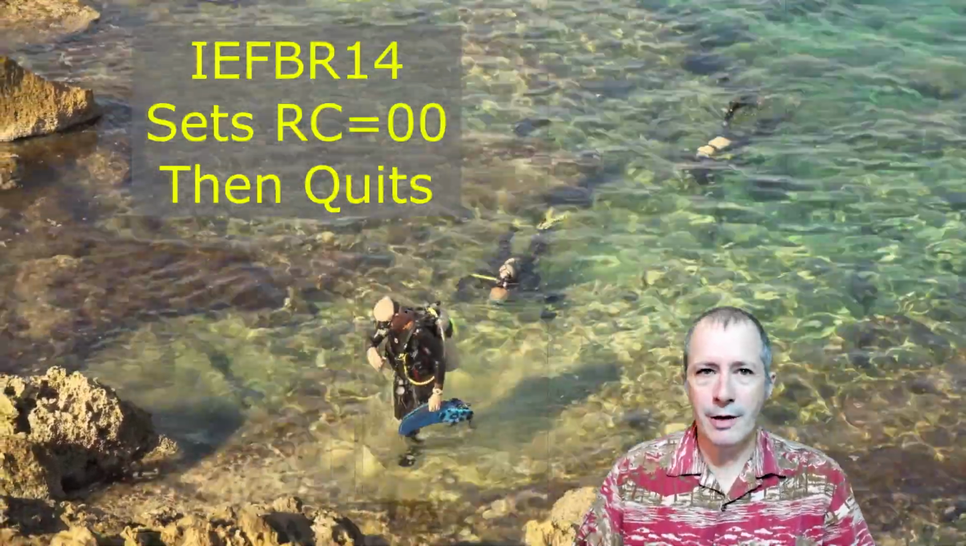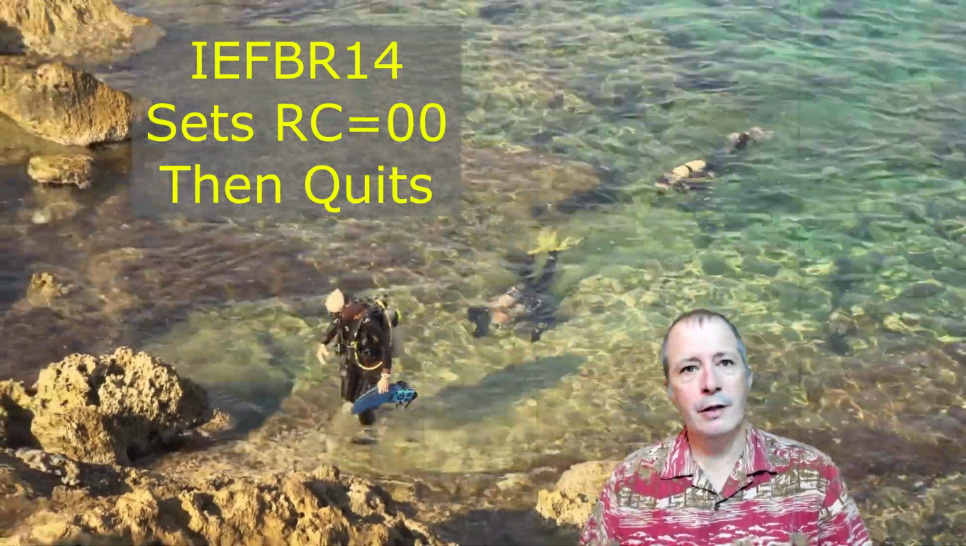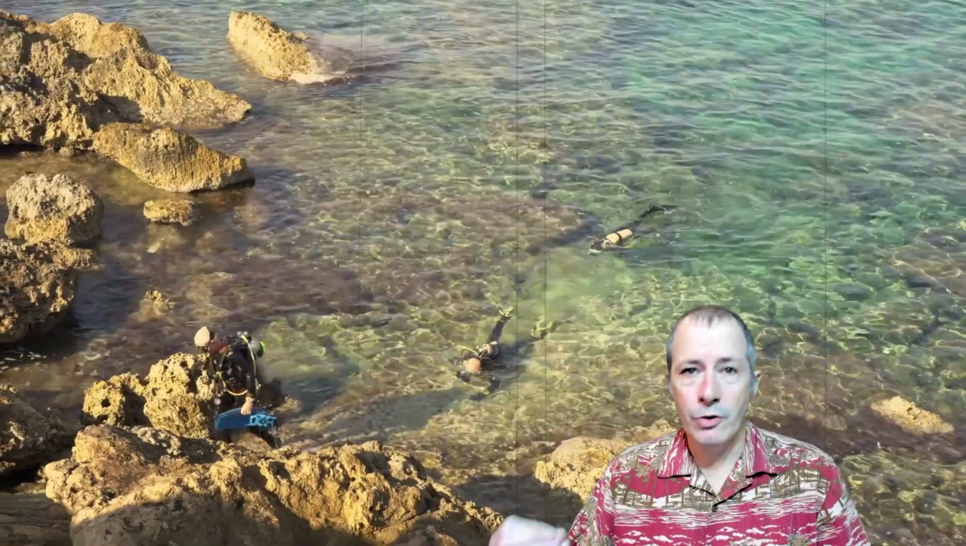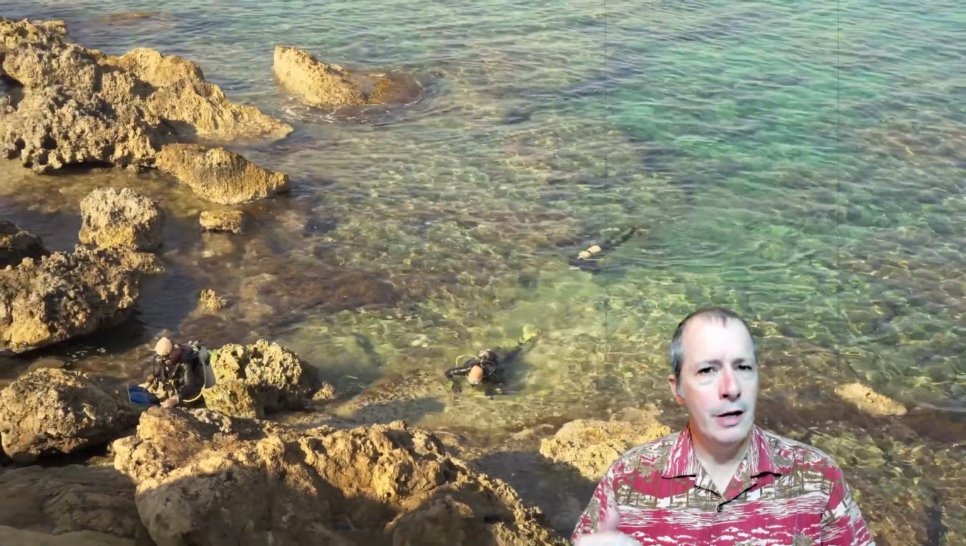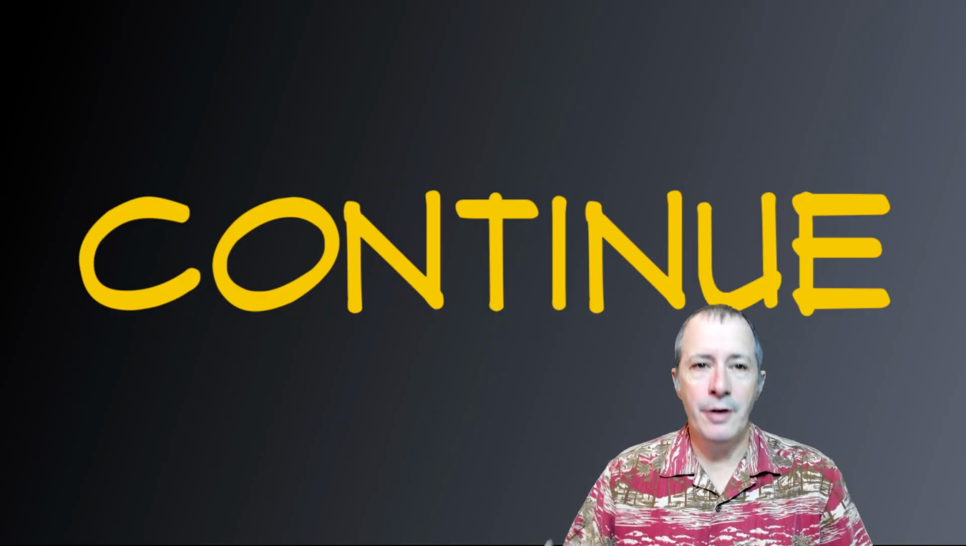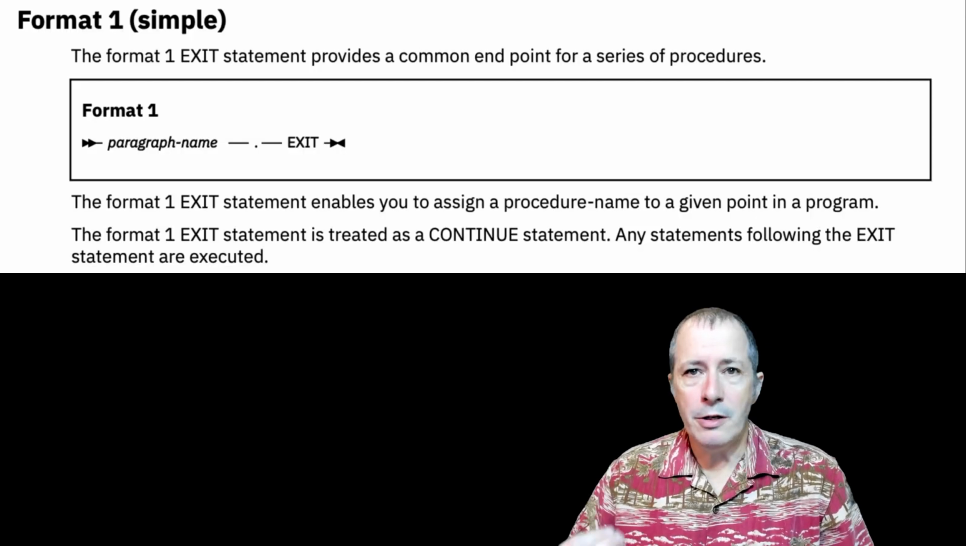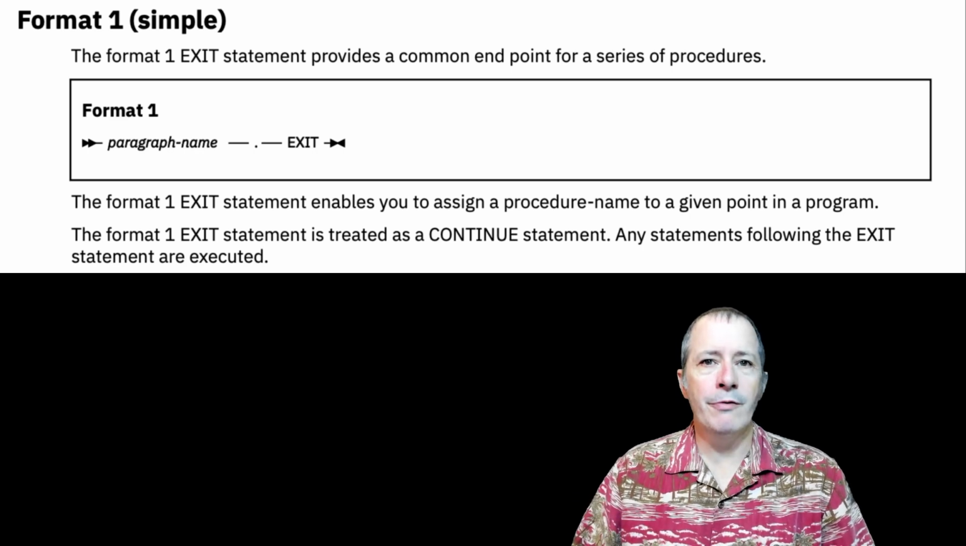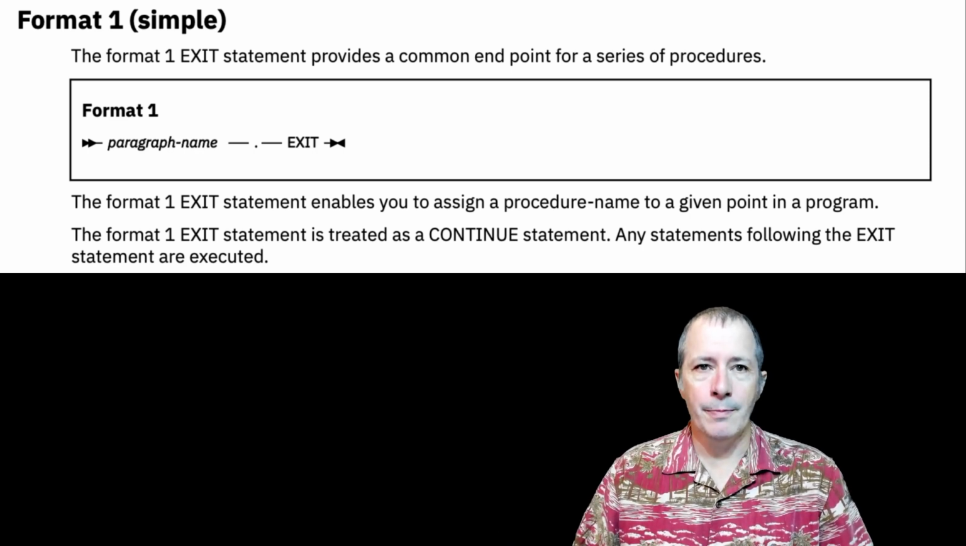IEFBR14 is a do-nothing utility that is very useful in JCL. Many languages have a no operation instruction. It appears that COBOL has two, exit and continue. What purpose does the exit statement perform? We need to review the description from the reference manual again.